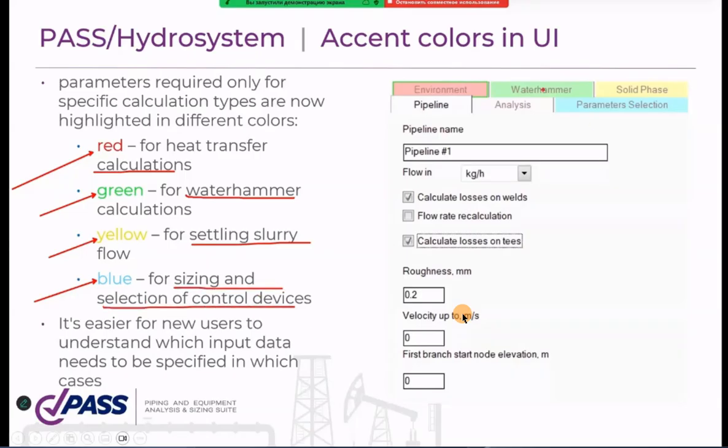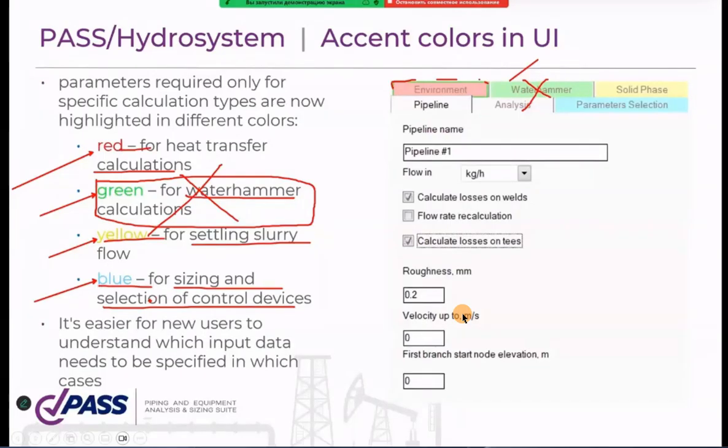So if you see in the HYDROSYSTEM interface that some tab is green, this means that this tab contains only those parameters that are required only for water hammer calculation. So for instance, if you don't want to perform water hammer calculation, you don't need to fill this tab. You can see that it's not for your analysis. All you need to fill are the other tabs, which are for your type of calculation.